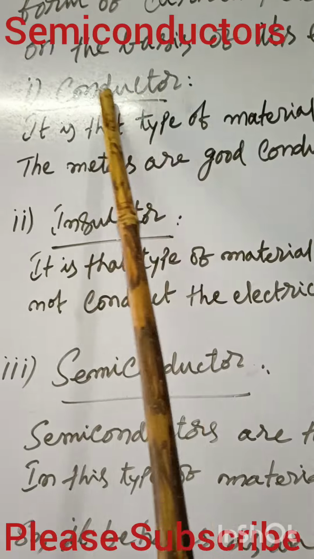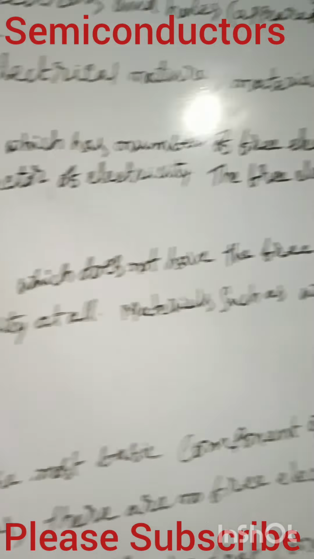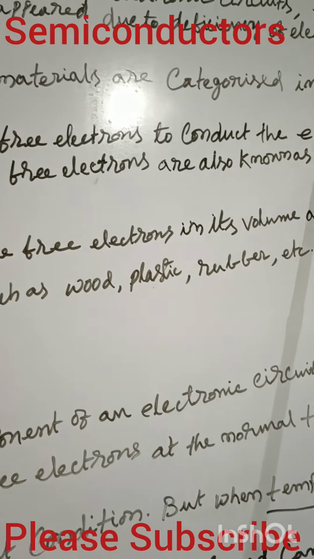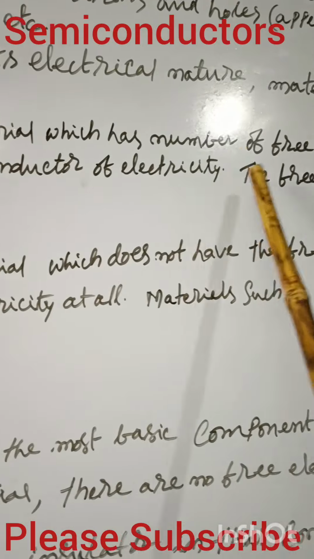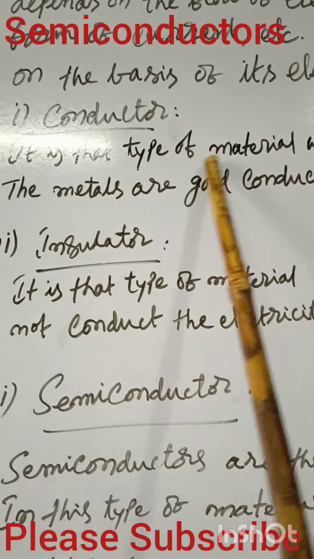So, what is a conductor? It is a type of metal which has a number of free electrons to conduct electricity. The metals are good conductors of electricity. The free electrons are also known as conduction electrons. In conductors, free electrons are abundantly available in the valence band, so conduction takes place easily.